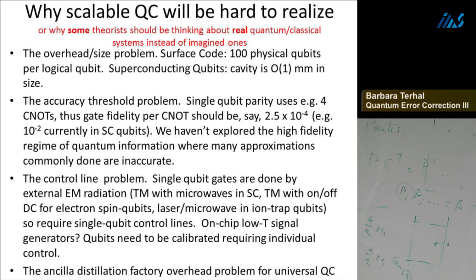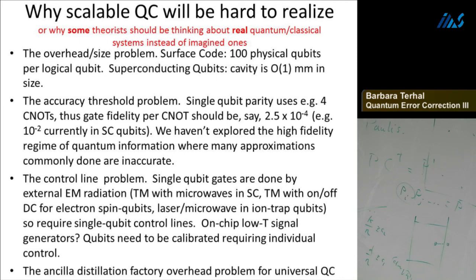For example, in superconductors, cavities are on the order of 1 millimeter. In terms of space, there are also components that are not so easy to imagine having hundreds or thousands of. It's a technology question, but it's an interesting question because it may also lead you to different hardware and control hardware that is interesting by itself.